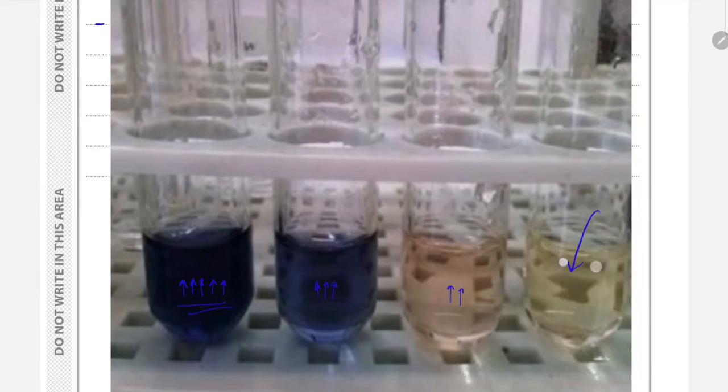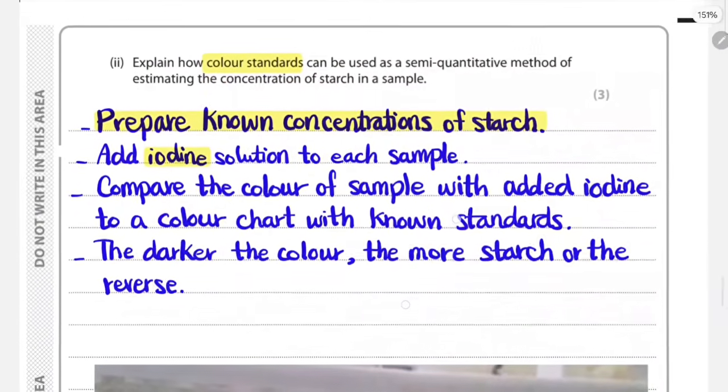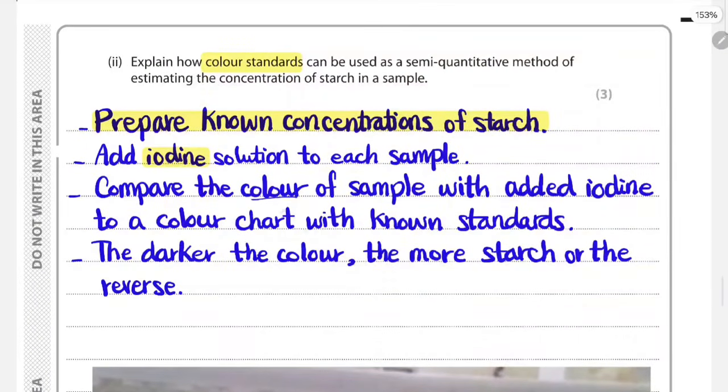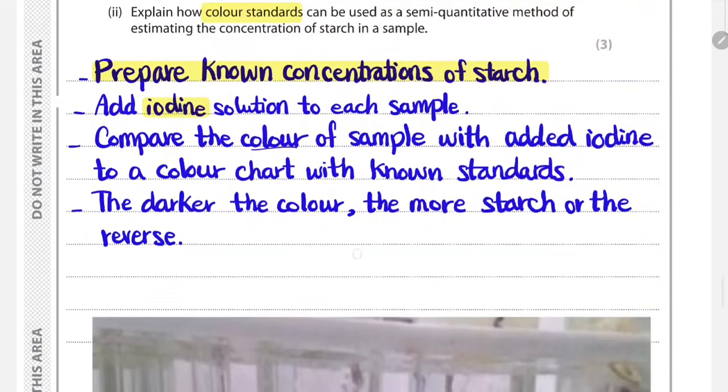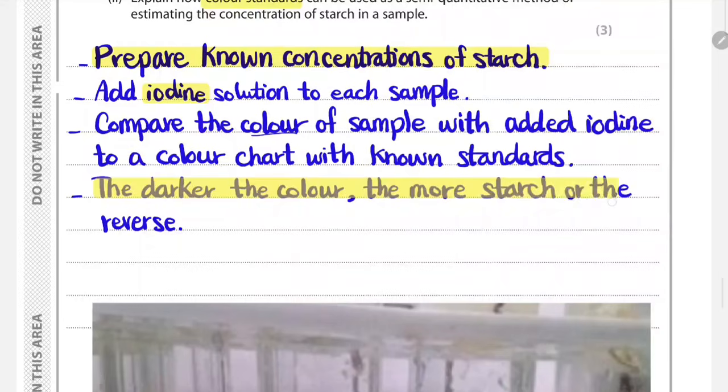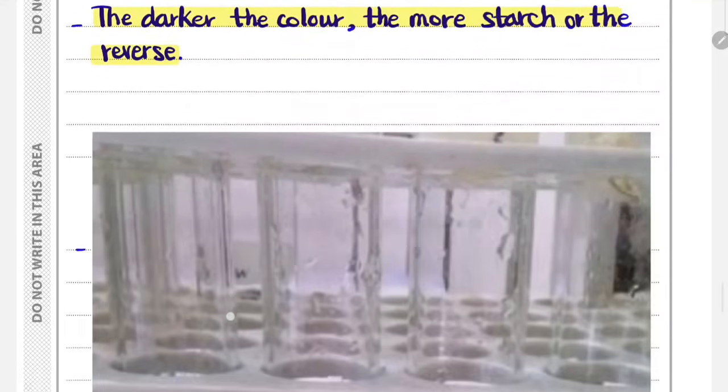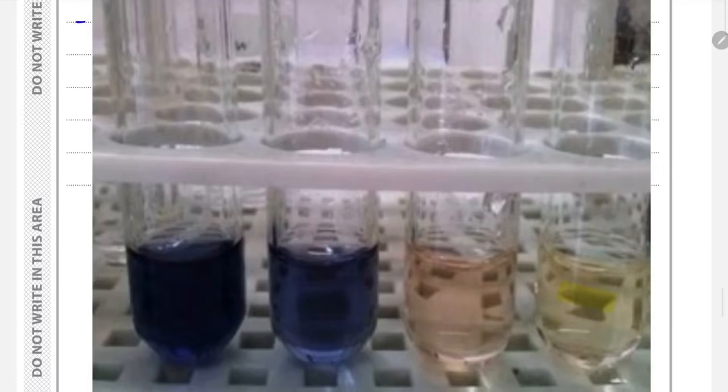This is the lightest color and this is the darkest color. As the color darkness increases, this indicates more starch present. We compare the color of the sample with added iodine to a color chart. We could get a color chart with known standards, and we should say that the darker the color, the more starch, and the reverse is, of course, the lighter the color, the less starch present. So this has the least starch and this has the highest starch.